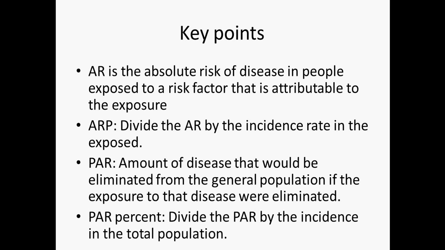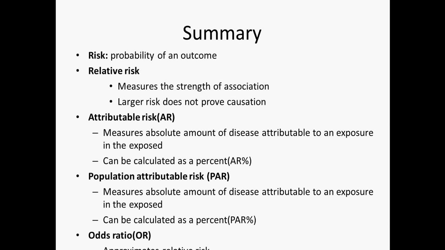And population attributable risk percentage is calculated by dividing population attributable risk by incidence in the total population. So the difference between attributable risk and population attributable risk is population attributable risk takes the general population into account, whereas attributable risk only takes the exposed population into account when you make the calculation. So in summary, we talked about risk, which is a probability or a likelihood of an outcome. Generally, we say it's a negative outcome in the form of a disease or death.